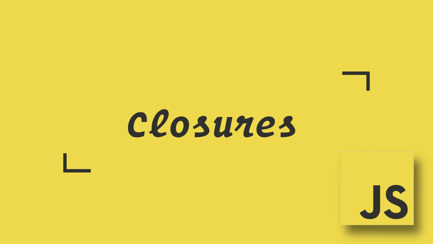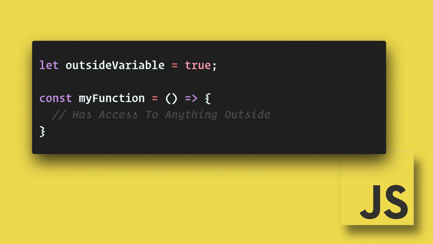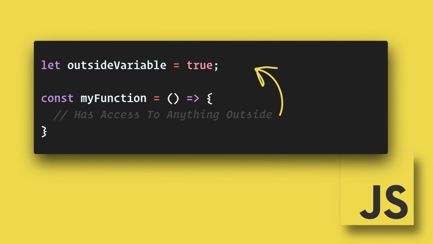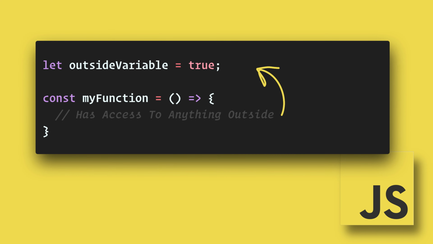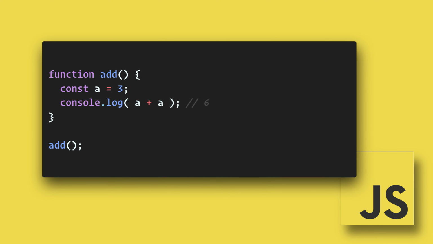The Mozilla documentation defines a closure as a combination of a function together with references to its surrounding state. The easy definition is, a closure gives you access to anything outside of the current scope. In JavaScript, closures are created every time a function is created.